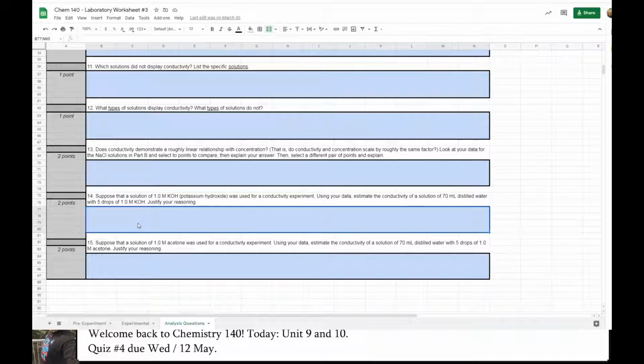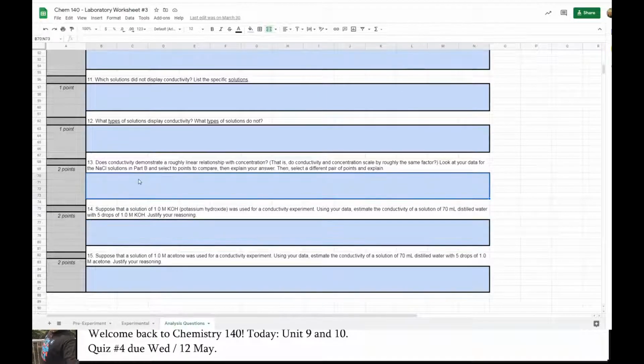Most of the rest of the questions people do really well. The other thing I would mention is that for 13, when I say a roughly linear relationship, I mean pretty rough. Like, does it look fairly linear? And if it looks random, say no. And if it looks sort of linear, say yes. That's really what I'm looking for.